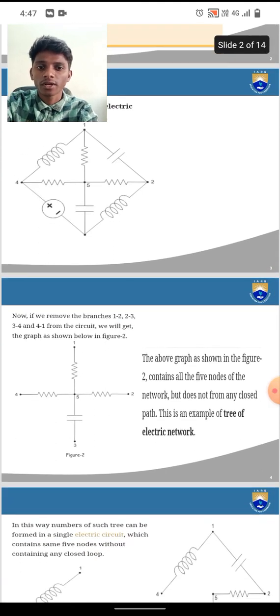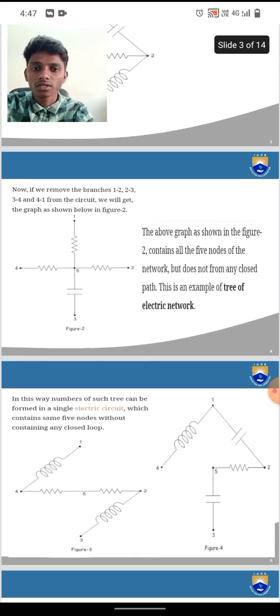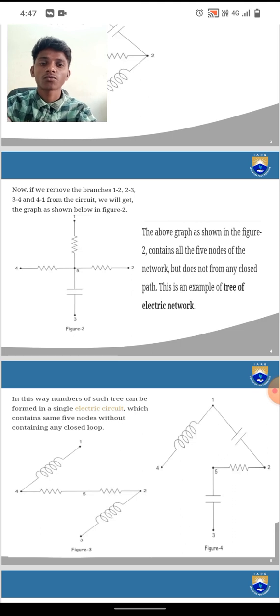Now if we remove the branches 1-2, 3-4 and 4-1 from the circuit, we will get the graph shown below in figure 2. Figure 2 is the diagram of the above graph. Figure 2 contains all the five nodes of the network but does not form any closed loop path. This is an example of a tree of an electric network.